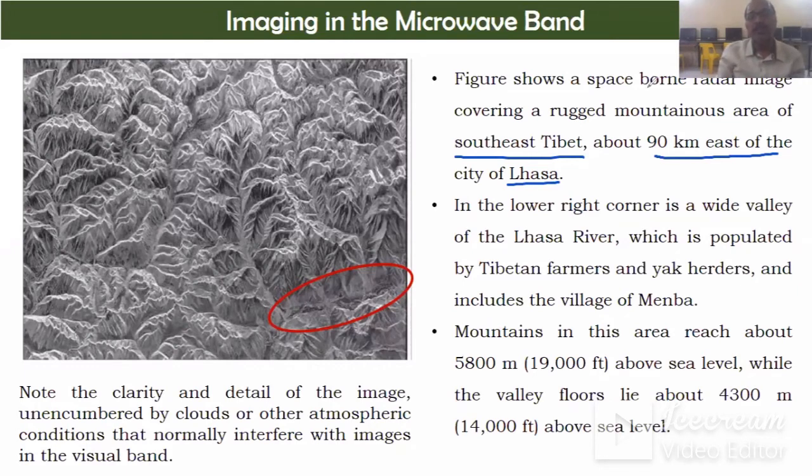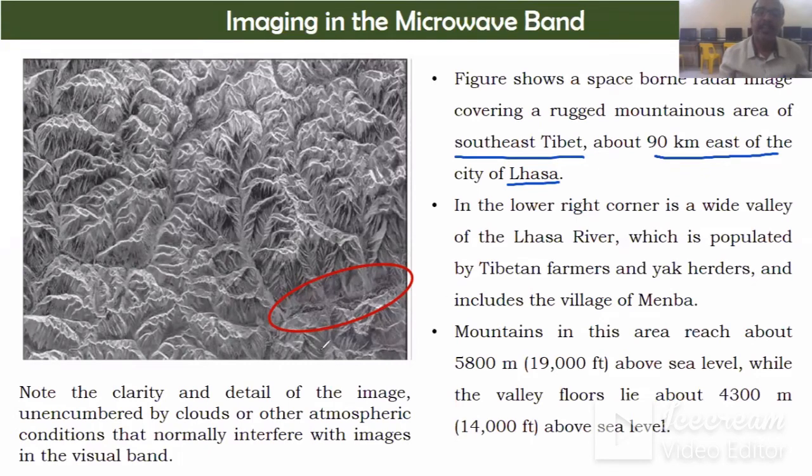So here this figure shows space borne radar image covering the rugged mountain area of the southern Tibet which is about 90 km of Lhasa. Lhasa pasun 90 km var ha area ahe to ghetla. So in this lower right corner, ata ithe baka ha jo circle mi draw kelela ahe, so in this lower right corner is widely valley of Lhasa river. Okay, ki ji he ahe ki Lhasa river che area.